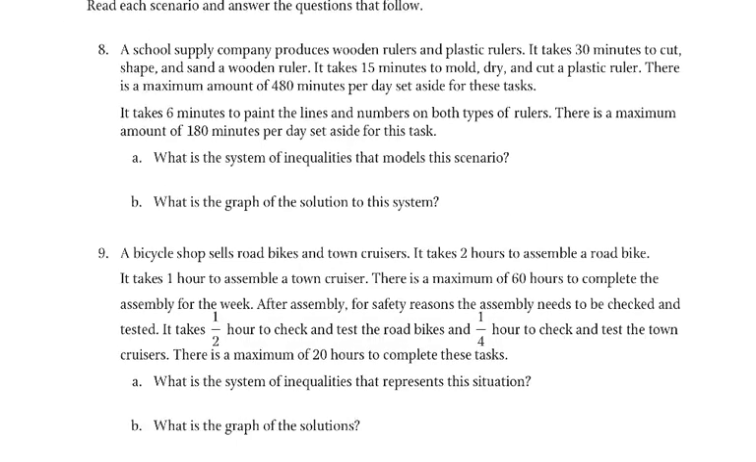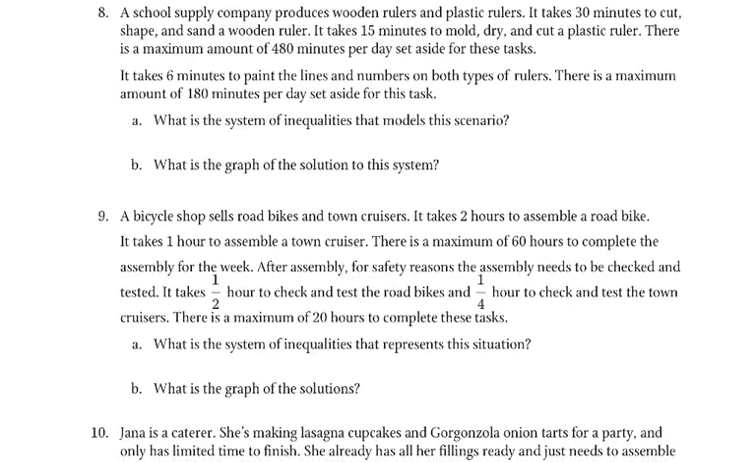So 8. A school supply company produces wooden rulers and plastic rulers. It takes 30 minutes to cut, shape, and sand a wooden ruler. It takes 15 minutes to mold, dry, and cut a plastic ruler. There is a maximum amount of 480 minutes per day set aside for these tasks. Okay, it takes 6 minutes to paint the lines and numbers on both types of rulers. There's a maximum amount of 180 minutes per day set aside for this task.